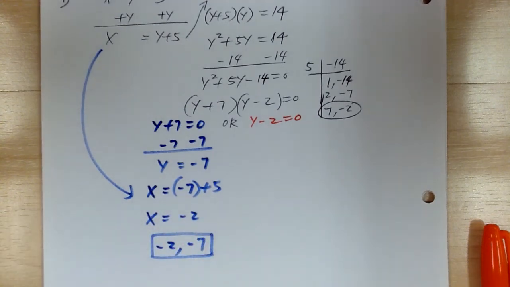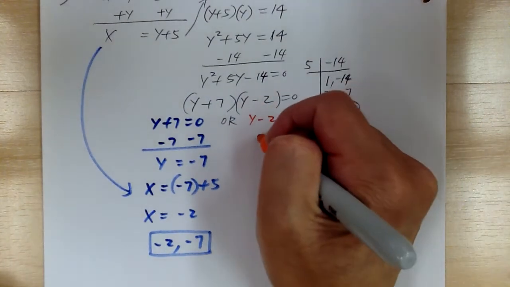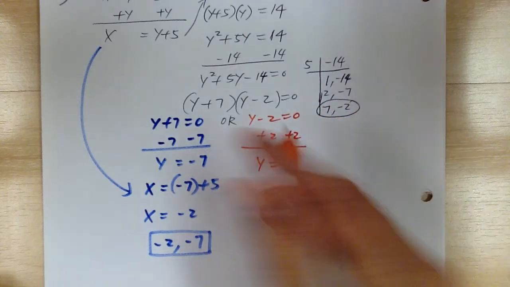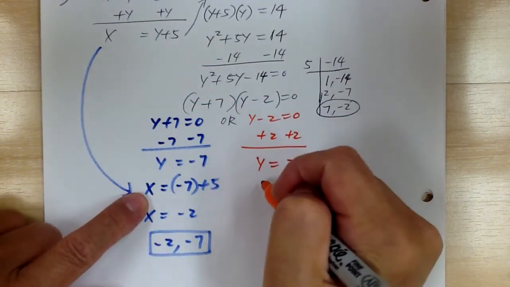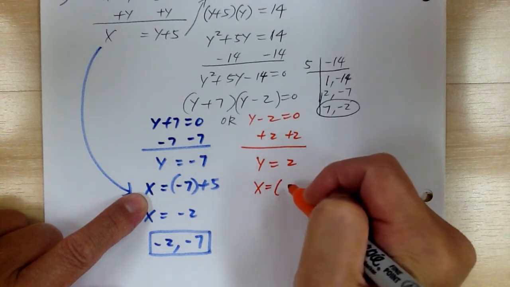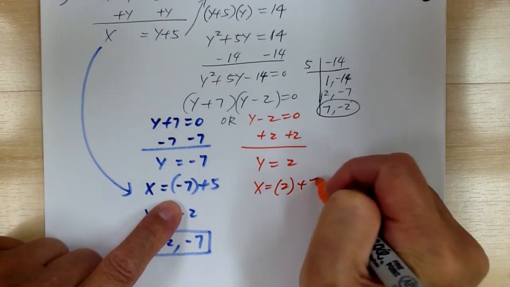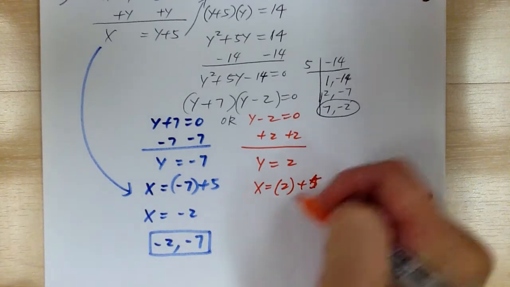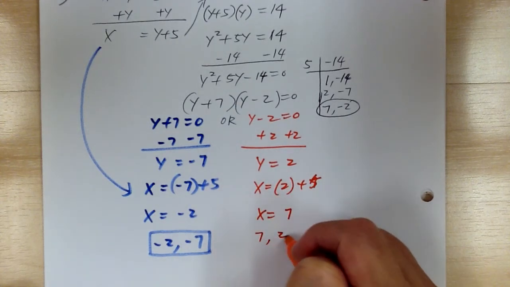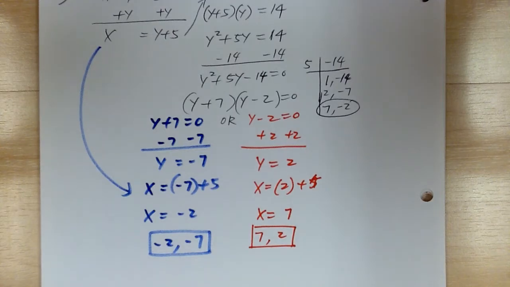Okay, so you're going to get that. Now for this side over here, you're going to plus 2 on both sides. So you're going to get y equal to 2. And you can use this equation over here to solve for x. So you're going to get x equal to y, which is 2, plus 5. So x equal to 7. So you're going to get 7, comma, 2. Okay, so those are your two sets of answers.